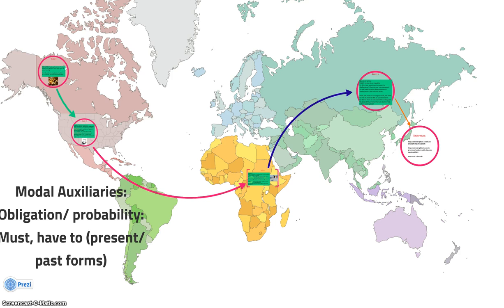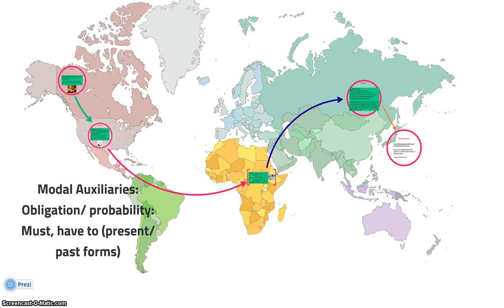Today we're going to talk about modal auxiliaries, obligation and probability with the auxiliaries must and have to. We will show you how to use them in the present and the past form. Are you ready?